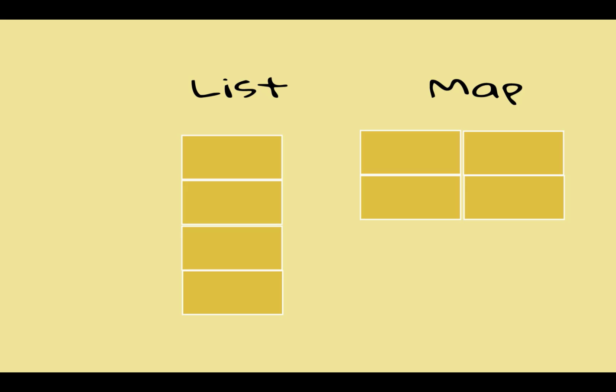Suppose we have a list of some objects and we have to convert this list to a map whose keys and values will be the field values of the objects of the list. How will you do that? This video will explain a couple of methods to do this.